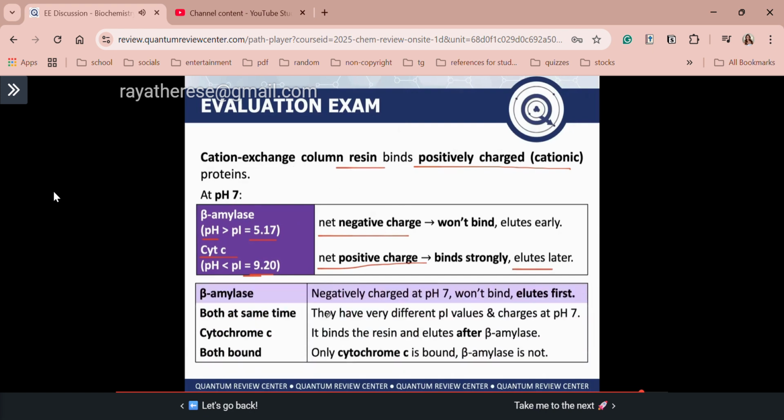So class, again, our rationalization is here. Beta amylase is negatively charged at pH 7. That's why it will elute first, because it will not bind at all. Cytochrome C will bind because it has a net positive charge. The option that both proteins behave the same is impossible because they have different PI values. So for our item number 78, our answer is letter A, beta amylase. I hope you remember our discussion on isoelectric point. Remember, when pH is greater than the PI, net negative charge. When your pH is less than your PI, net positive charge, meaning it's still protonated.